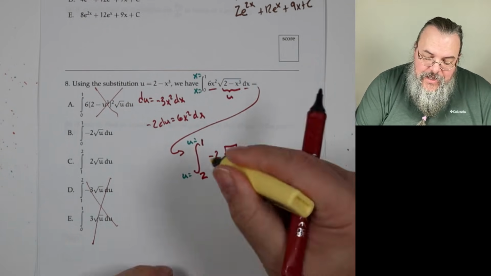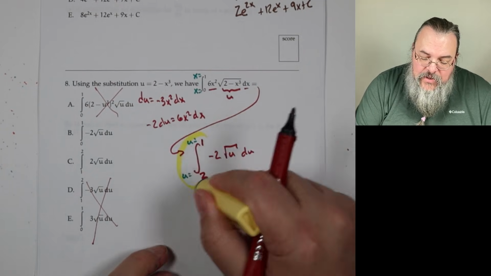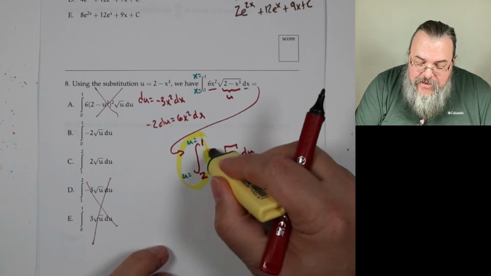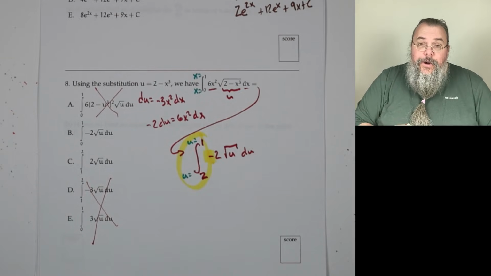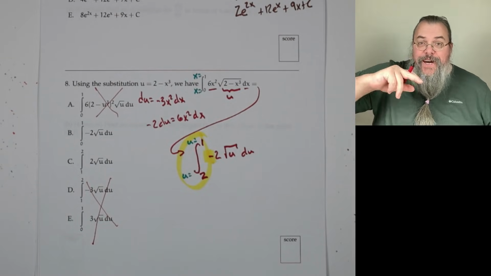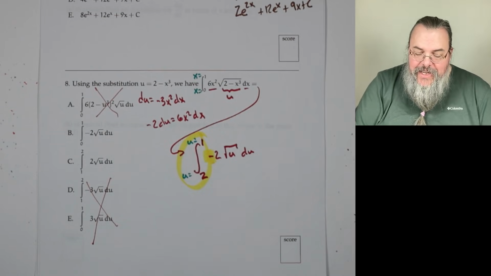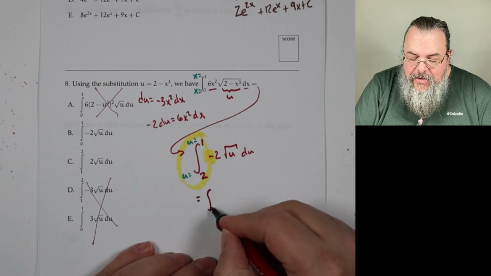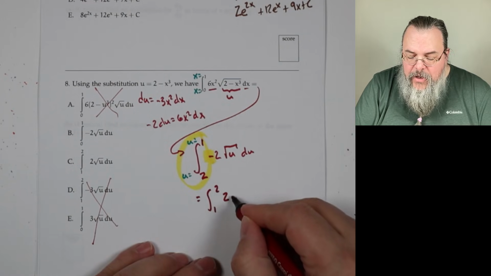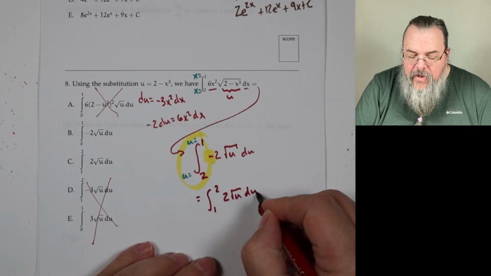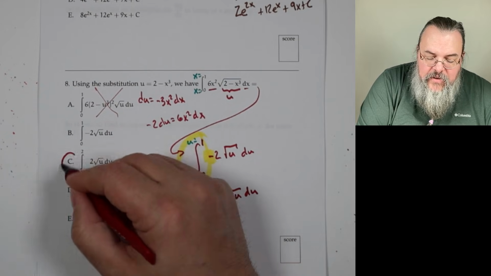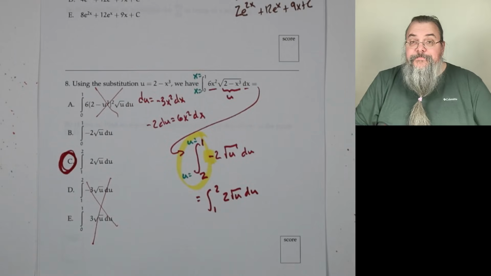In other words, you see how the bounds are in the wrong order, and there's a minus sign. Well, when you flip the order of the bounds, you change the sign. So this is the same as flipping the order and dropping that sign, meaning C is the correct answer.